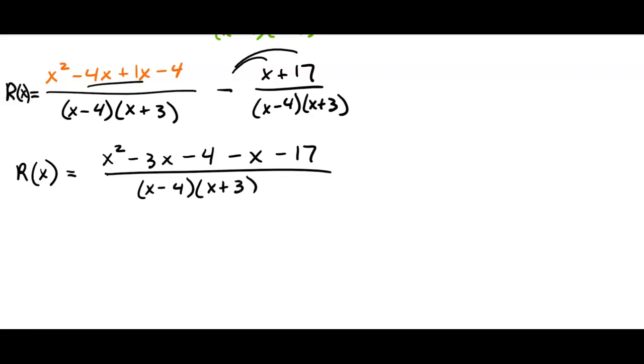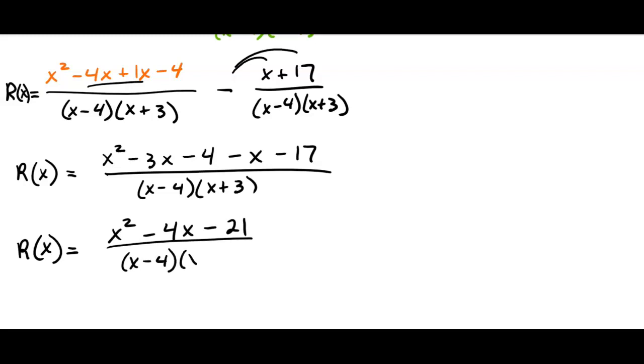Okay, now we're going to combine like terms in the numerator. I have x squared minus 4x minus 21. Now let me make sure I did that right. Negative 3x and negative x, yeah, that's negative 4x. Negative 4 minus 17, that's negative 21. All over x minus 4, x plus 3.